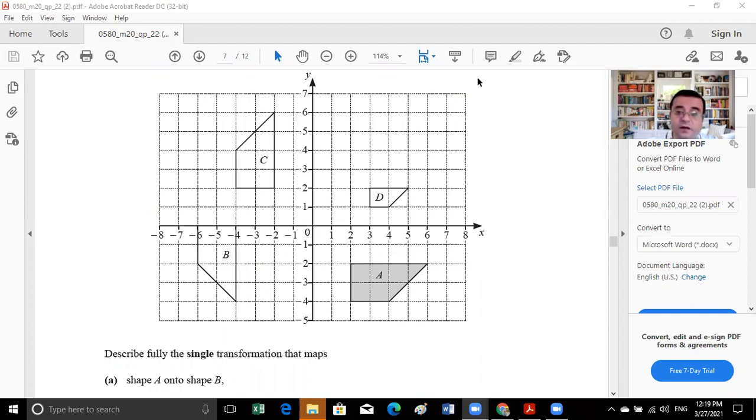What is the scale factor? How do you find the scale factor? Length of image over length of object. Correct. And how do you find the image? Look, take this one, 1 unit, and here 2 units. So the scale factor is 1 over 2. Okay, done, easy.